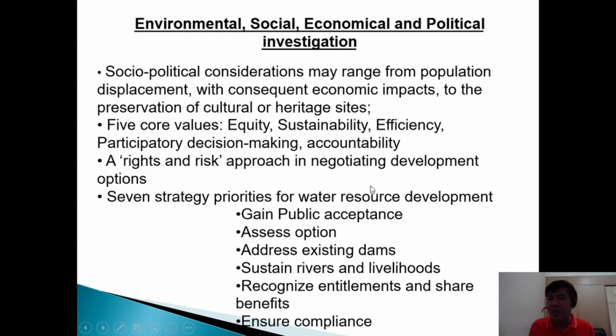So here are the seven strategy priorities for water resource development. This is number one, and actually the most important among those priorities, which is to gain public acceptance. That's the reason why you have the social investigation. You have to address social concerns because we need the acceptance of the people in that area.